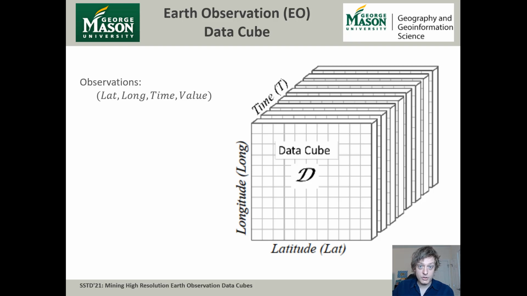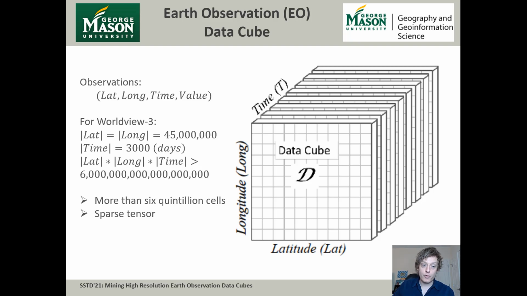But what is becoming challenging for these Earth observation data cubes is their size. Let me give you an example. For the Worldview 3 satellite, we have 45 million latitude values, 45 million longitude values, and the dataset covers 3,000 days, meaning that our tensor has a total of more than 6 quintillion cells. So this tensor on the right has more than 6 quintillion cells for Worldview 3. You might be confused now because a few slides ago I said the data collected by Worldview 3 is in the quadrillions.